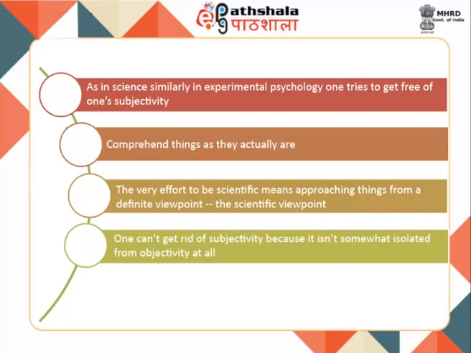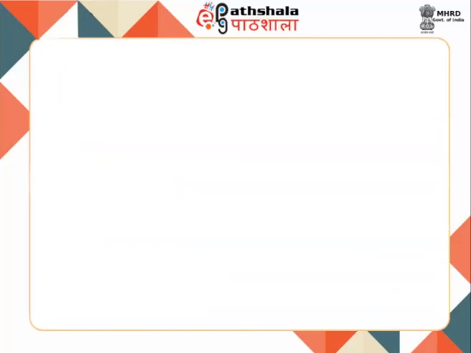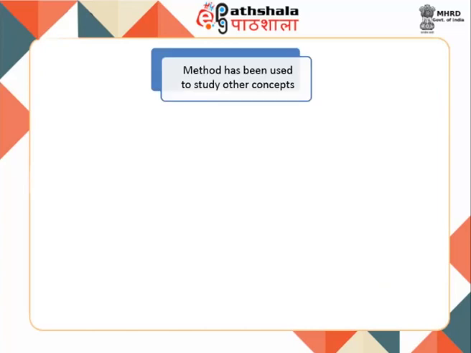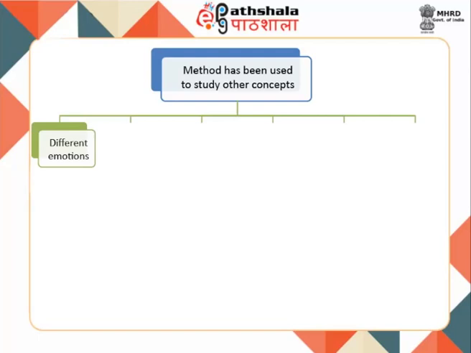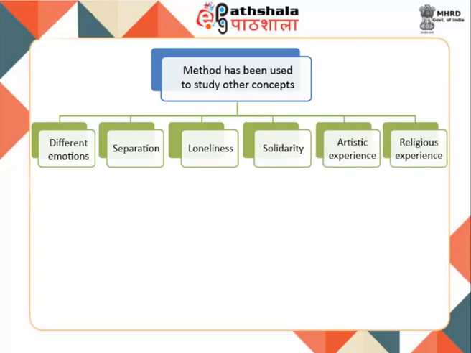Thus, one can't get rid of subjectivity because it isn't isolated from objectivity at all. The interconnectedness of subject and object is known as intentionality. It has been observed that this method has been used to study other concepts such as different emotions, psychopathologies, things like separation, loneliness, and solidarity, the artistic experience, the religious experience, silence and speech, perception and behavior, etc.